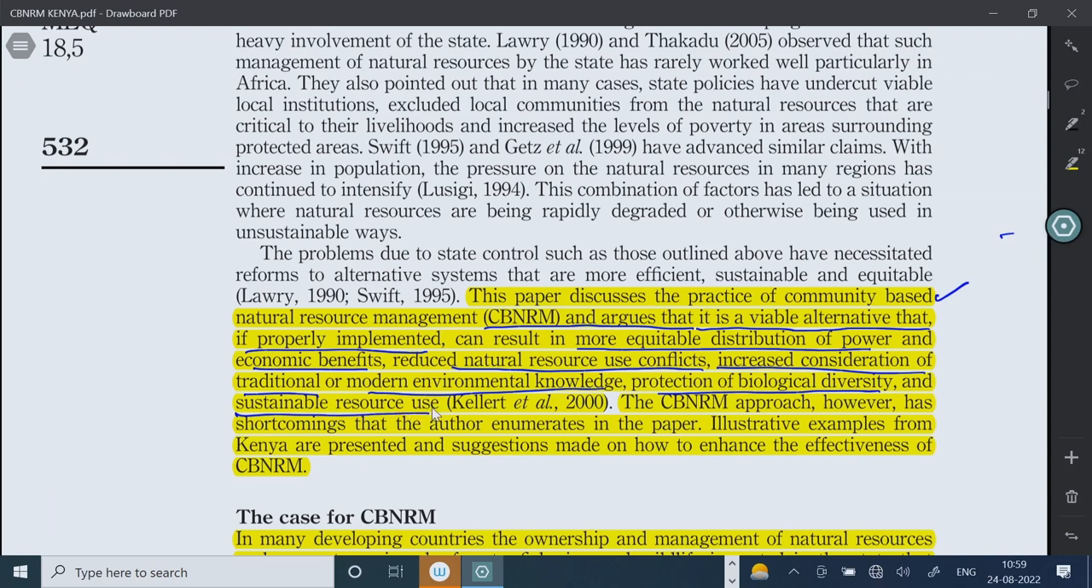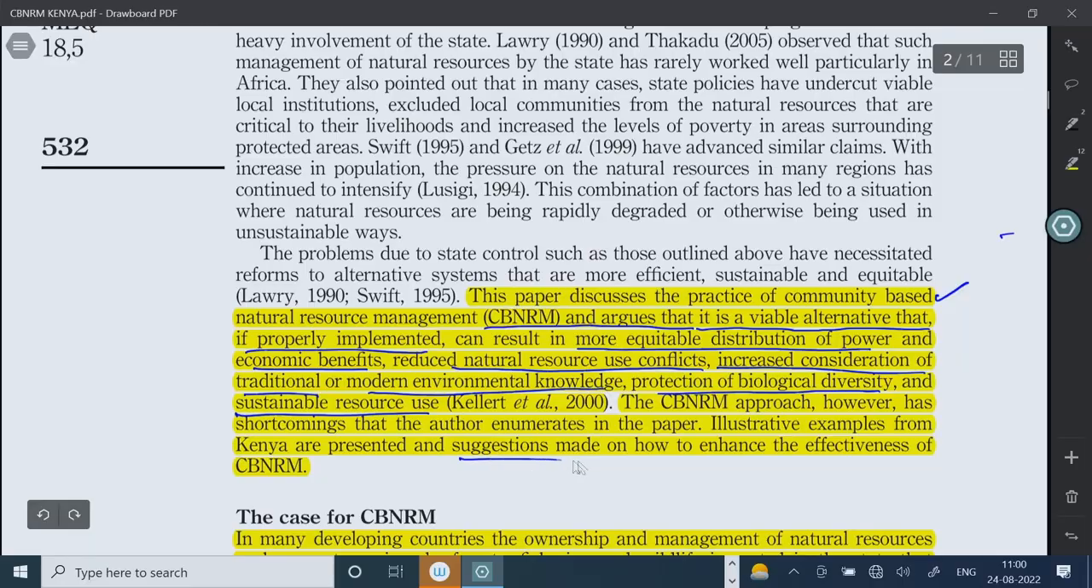This CBNRM approach, however, has a few shortcomings, and in this paper the author talks about those shortcomings as well. He has given various examples from Kenya. He has not stopped at talking only about the problems and shortcomings, but has also made suggestions on how to enhance the effectiveness of CBNRM in conditions where you face some kind of challenges.